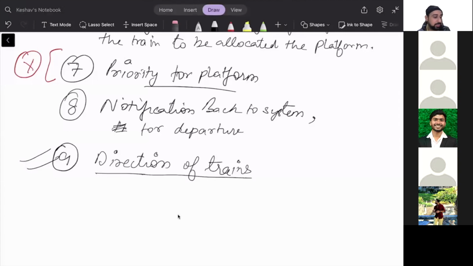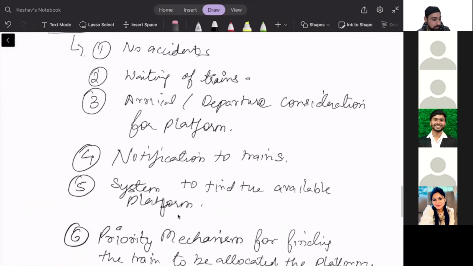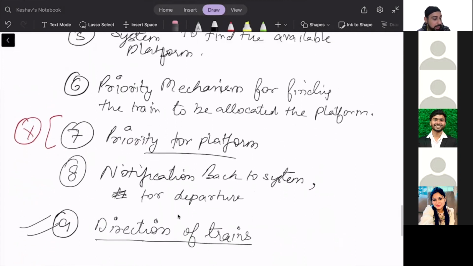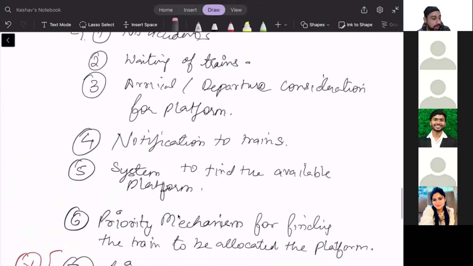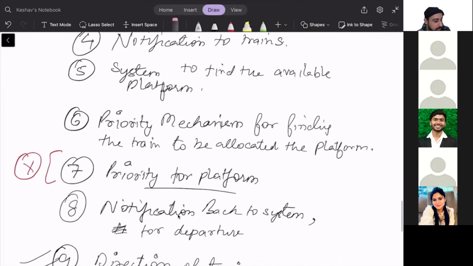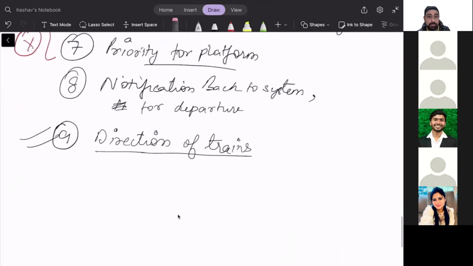That's the thing. Cool. So isn't no accidents, doesn't it cover the direction as well, or does that have to be explicitly mentioned? The accidents, the arrival and departure times, and the priority mechanism. So 1, 3, and 6 would actually compensate for 9. So your solution may not change, but adding a functional requirement always helps.